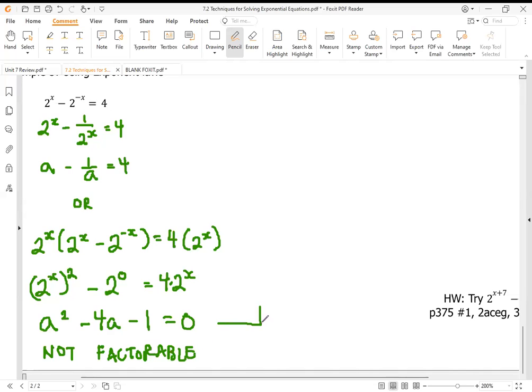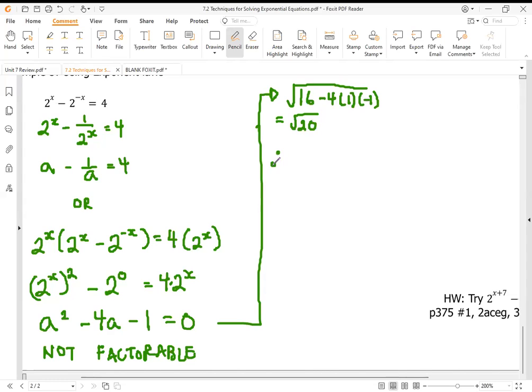So let's do it. I will check to see if this exists. B squared minus 4 times A times C. Ooh, it does exist. Oh well. Therefore, A is equal to negative B plus minus root 20 over 2A.